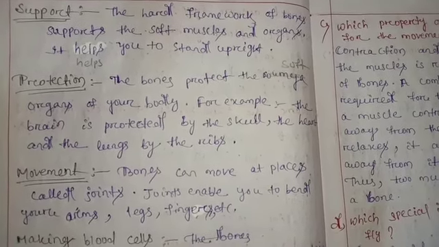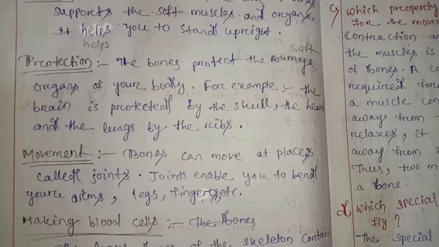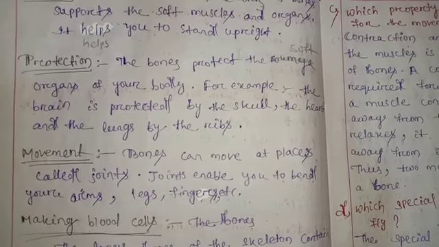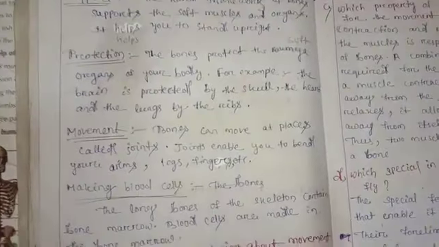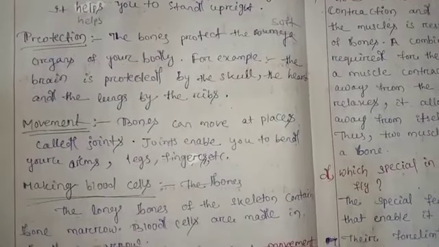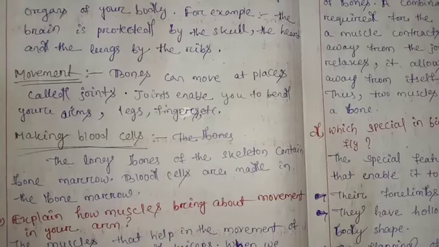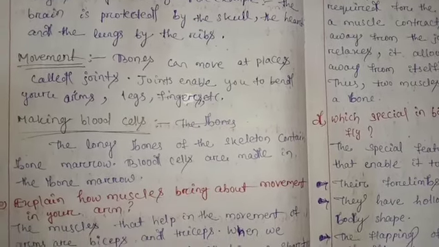It helps you to stand upright. Protection: the bones protect the soft organs of your body. For example, the brain is protected by the skull, and the lungs by the ribs.